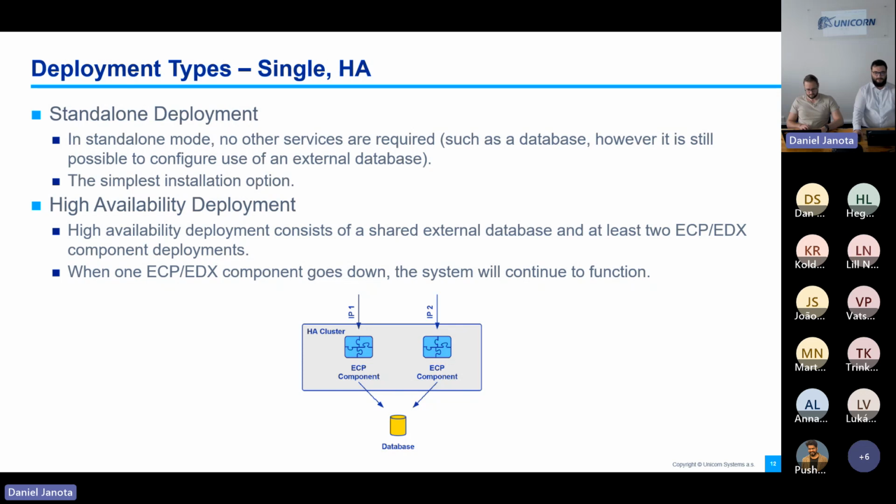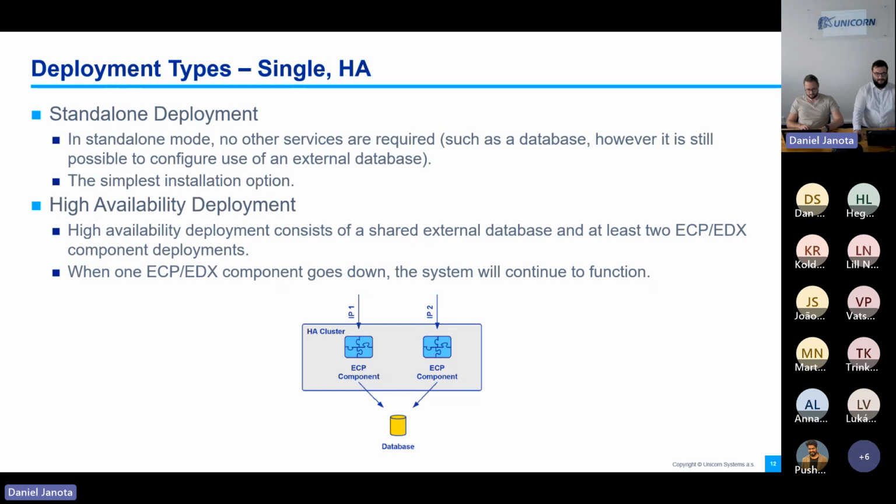ECP can use an embedded database. By default, it uses Apache Derby. So you can just install it and run it as a standalone application. Or in case of standalone deployment, you can also use some external database, but it depends on your approach.